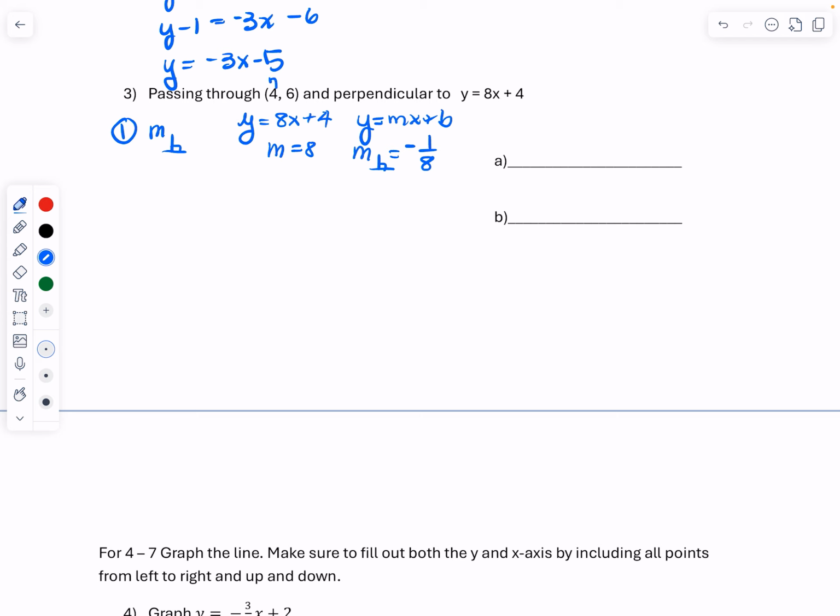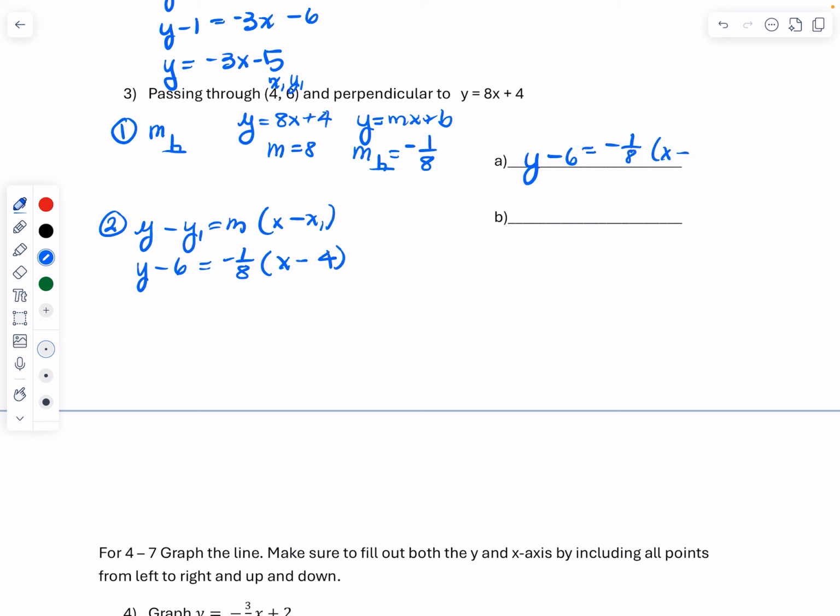4 is going to be x1, and 6 is going to be y1 in that point (4, 6). And now I'm going to use the formula y minus y1 equals m times x minus x sub 1. So y minus 6 equals negative 1/8 times (x minus 4). Okay, so that's in point-slope form. I'm going to write that down over here, and then I'm going to turn this into y equals mx plus b.